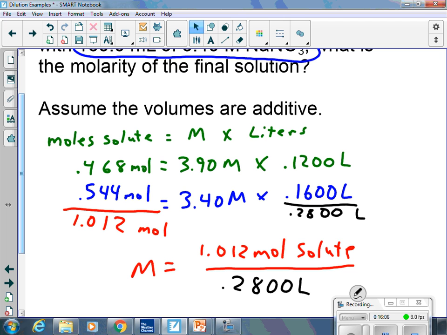Now, if I'm just guessing, where is my value going to be? What's my molarity going to be? Can it be greater than 3.9? No. Can it be less than 3.4? No. So it should be somewhere in the middle there, right? And I would say, since I've got a little more of the 3.4, that it'll be a little closer to that than it will be to the 3.9.